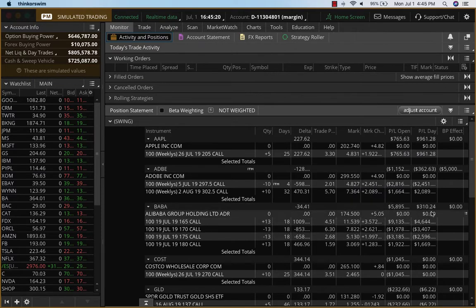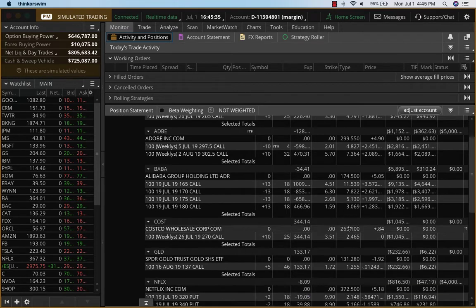On Baba, we had to recover. I think over the last few days, this has been recovering well. It is a debit spread followed by a credit spread. Right now, the credit spread is still not in the money. It's at 174.5, so we'll leave it as is.